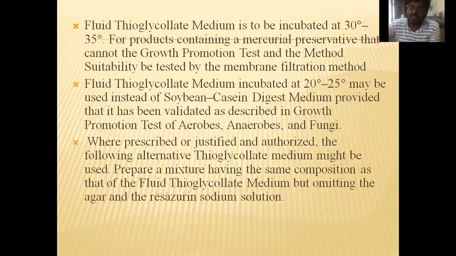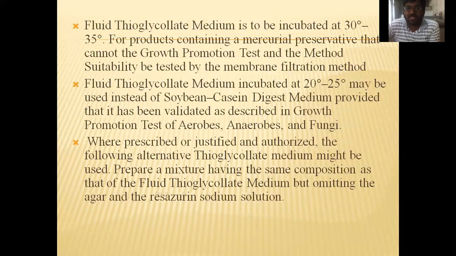medium. Fluid thioglycolate medium is to be incubated at 30 to 35 degrees Celsius for the product containing mercurial preservative that cannot be tested by the membrane filtration method, for growth promotion test and method suitability test. Fluid thioglycolate medium incubated at 20 to 25 degrees Celsius may be used instead of soybean casein digest medium, provided that it has been validated as described in growth promotion test of aerobes, anaerobes, and fungi. Growth promotion test I will talk about later. Where prescribed or justified and authorized, the following alternative.